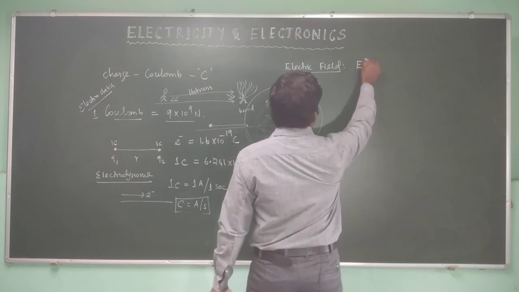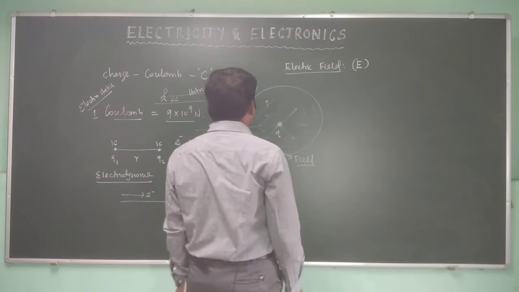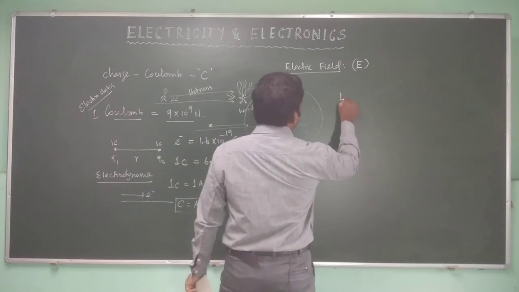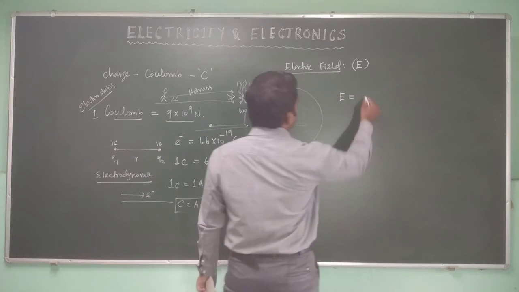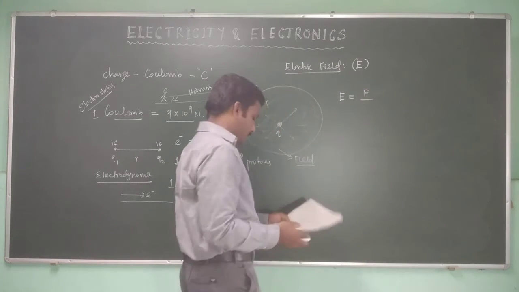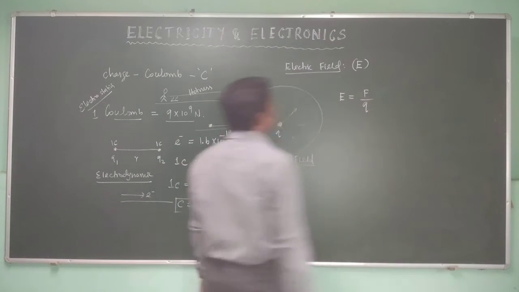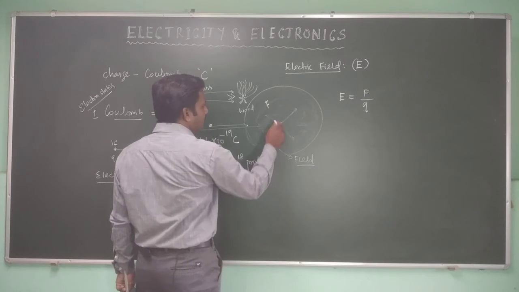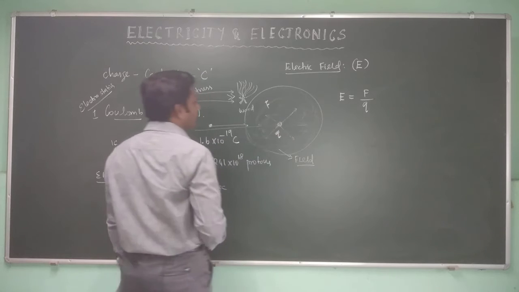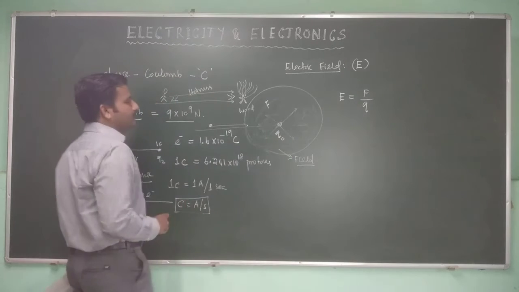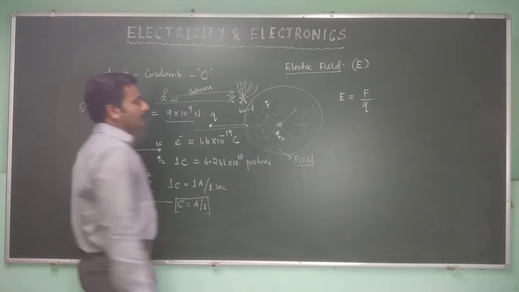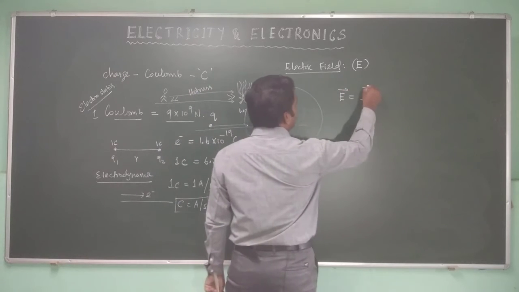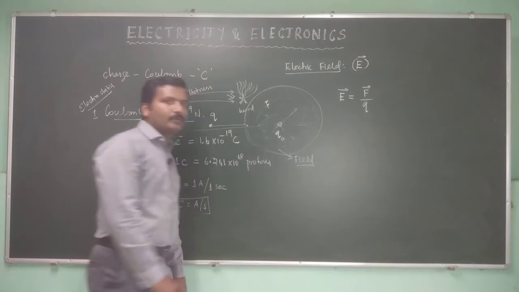Electric field is denoted by E. Now, this E is denoted by E is equal to F by Q, where F is the force exerted by this stationary charge. Let's say this is Q naught for understanding, and the moving charge is Q. Now you can say electric field E is force by Q. These are vector quantities actually. Field is direction oriented. Why?